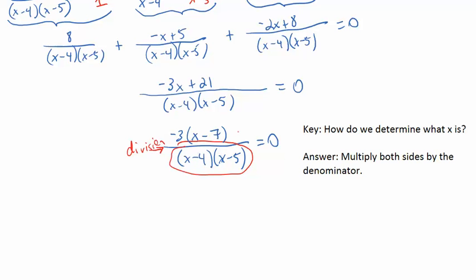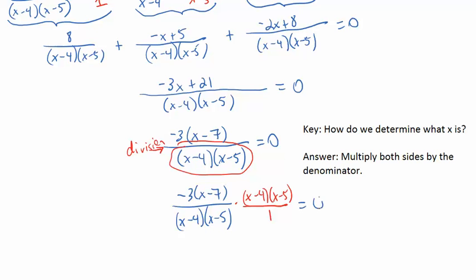So I'll multiply the left side times x. Well, let me write it a bit neater. I'll add an extra step here. So I've got negative 3 times x minus 7 over x minus 4 times x minus 5. I'll multiply that by x minus 4 times x minus 5, which is over 1. Remember, this is not the same thing as multiplying by the number 1. You can do whatever you want to an equation as long as you do it to both sides.